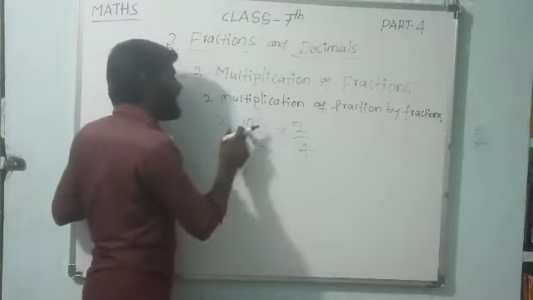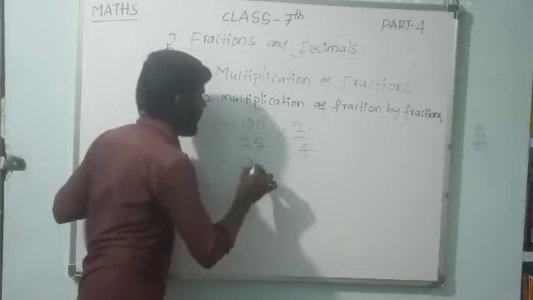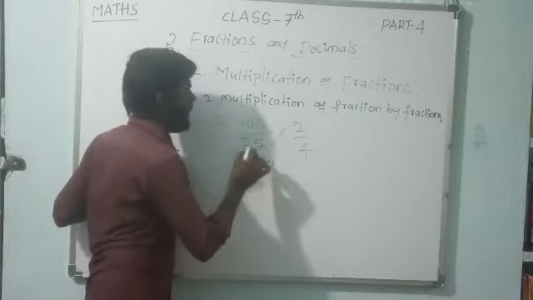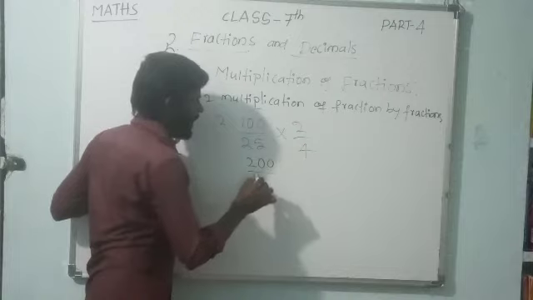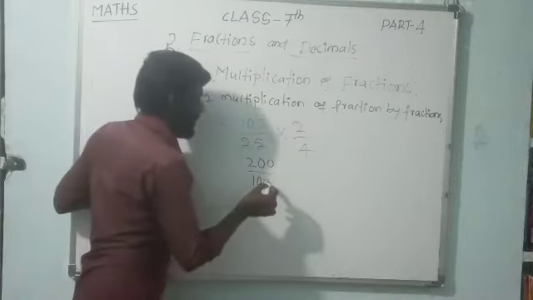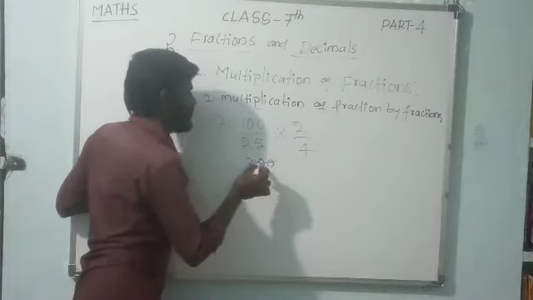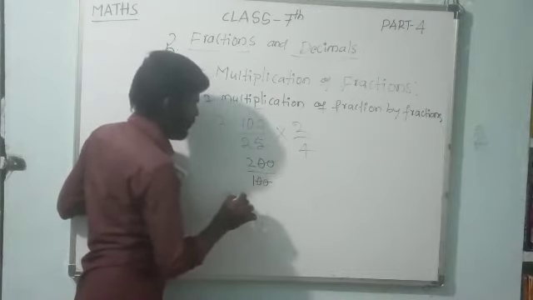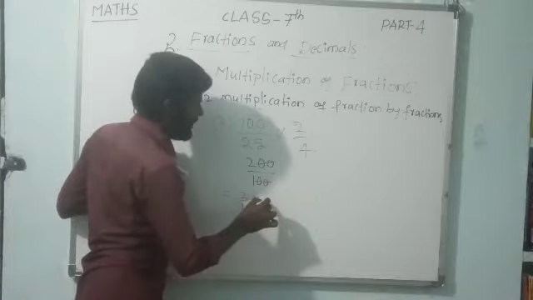100 twos are 200. 25 fours are 100. Now here 2 zeros and here 2 zeros cancel. 2 by 1. Our answer is 2.